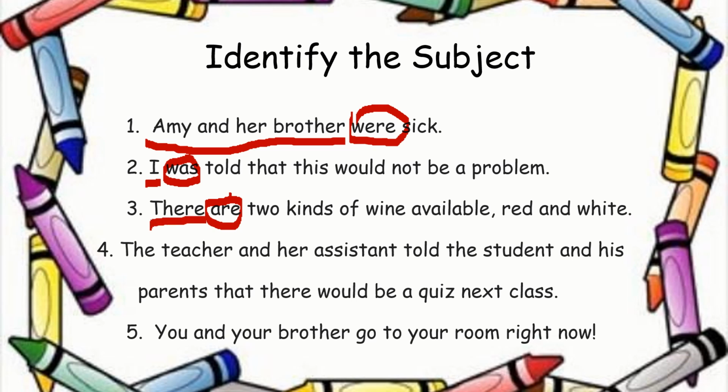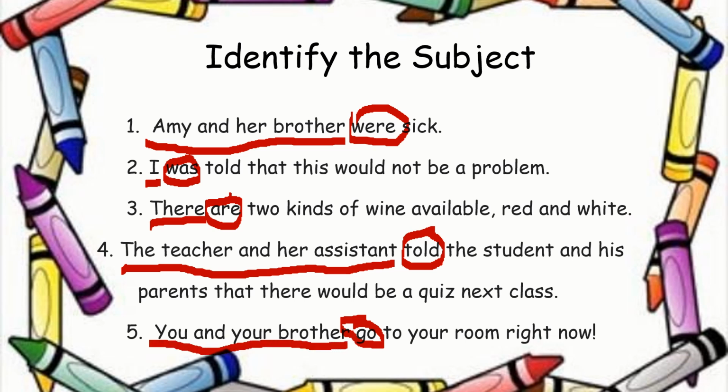The teacher and her assistant told the student and his parents that there would be a quiz next class. So here told is the verb. What is before the verb? So who told? The teacher and her assistant. So that is the subject. You and your brother go to your room right now. Go is the verb. So who go? You and your brother. So these are the subjects in the given sentences.